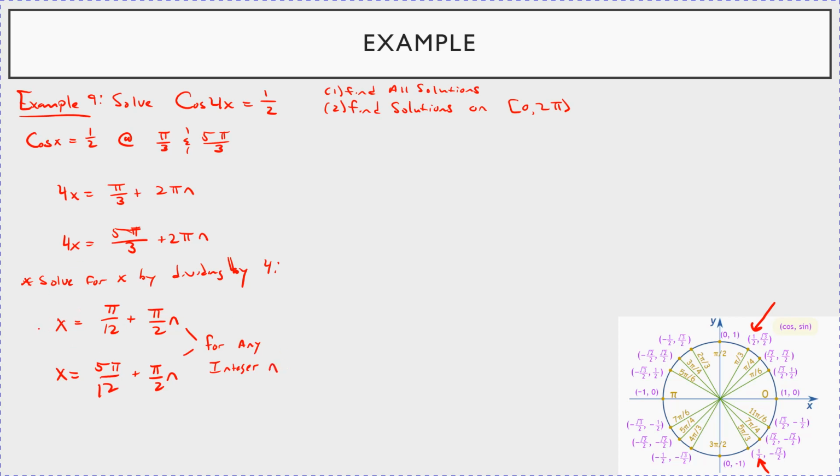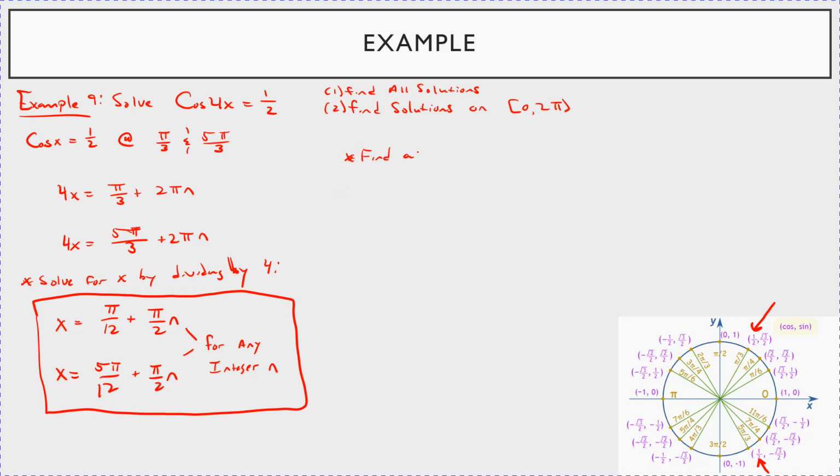This is where things get a little bit more complicated. The general solutions are easy. Now again, what we want to do is find all solutions on 0 to 2 pi. So look, what can n be then? n could be 1, n could be 2, or n could be 3. n couldn't be 4 because then you'd be adding 2 pi.